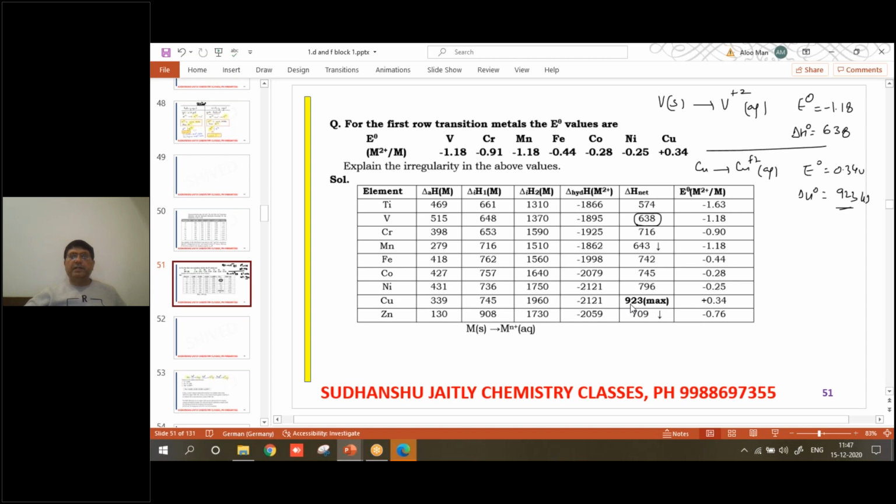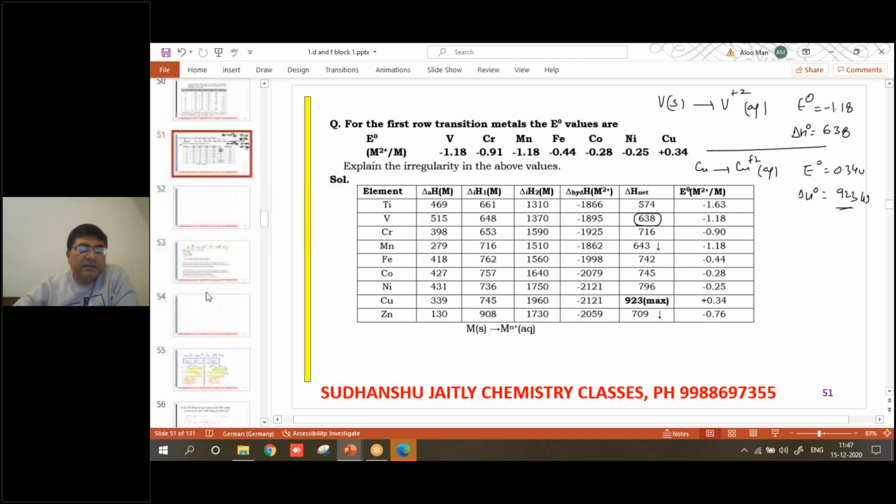For copper, 923 is going to be maximum, right? Which is having least, the titanium is having the least 574, and so its E naught is going to be least. Which is maximum? That is going to be maximum. Hope you understand. Now 638 versus 709, right? Which is going to be more. 709 is going to be more. Minus 1.18 and minus 0.76, which is going to be more. I hope you are able to correlate, my dear friends.